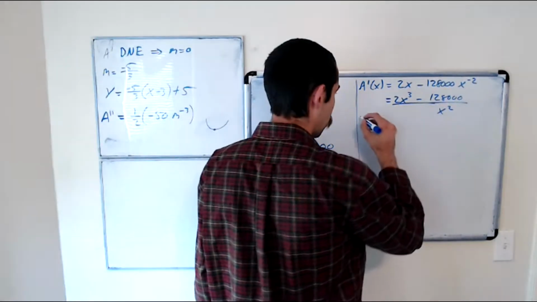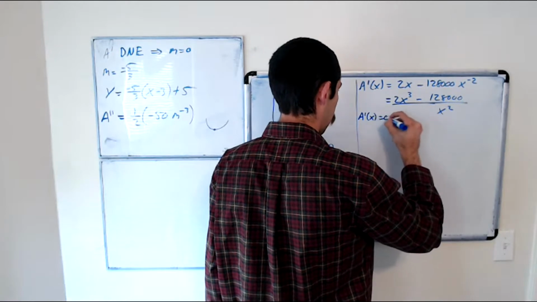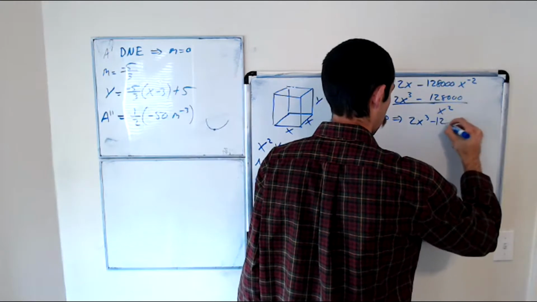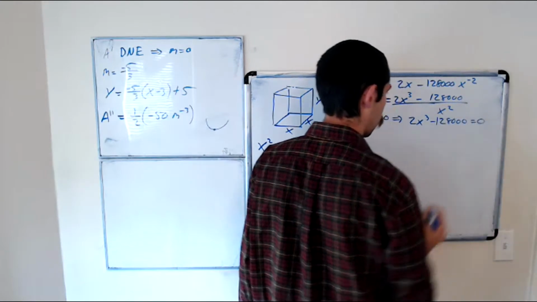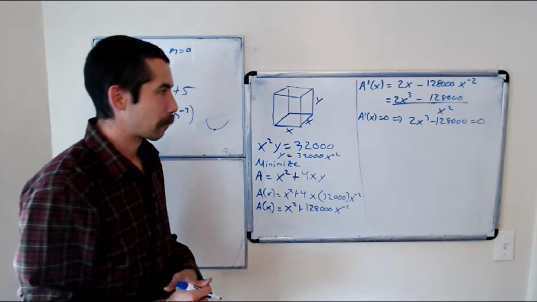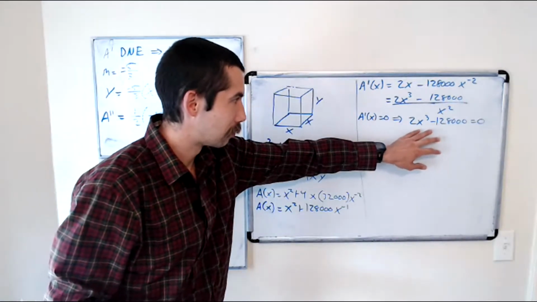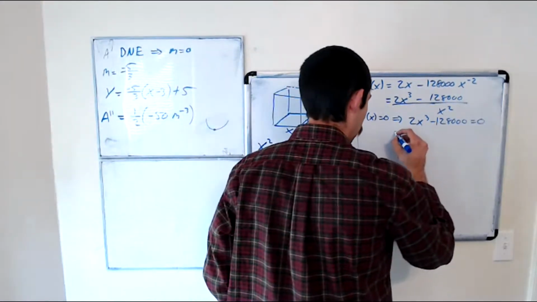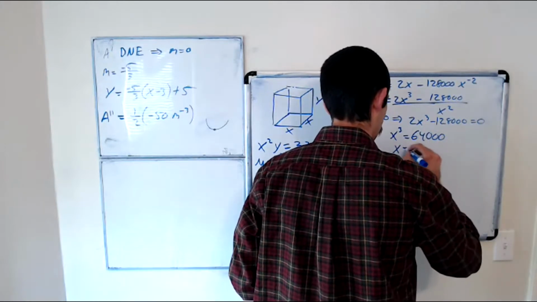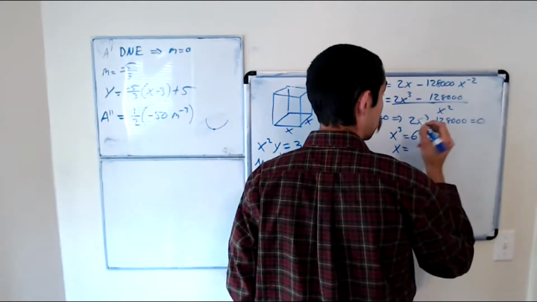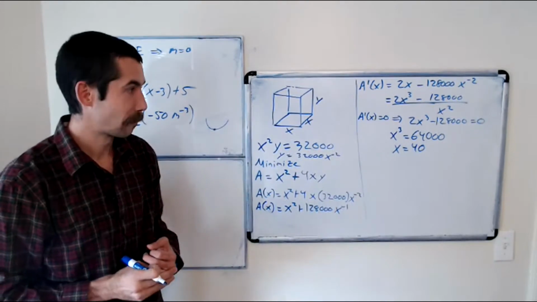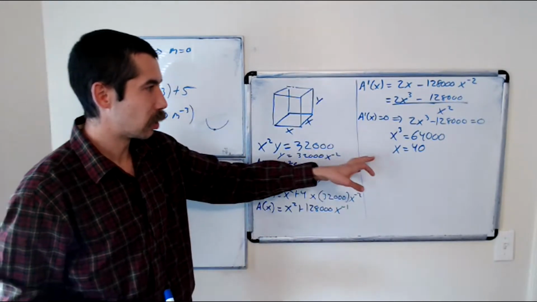Okay, so it's 0 when the numerator is 0. Right, a fraction is equal to 0 when the numerator is 0. Okay, so when is this satisfied? Well, we solve for x. We have x to the third is equal to 64,000. And so x is equal to the cubed root of 64,000, which double check me is 40. Okay, so the derivative is 0 when x equals 40.